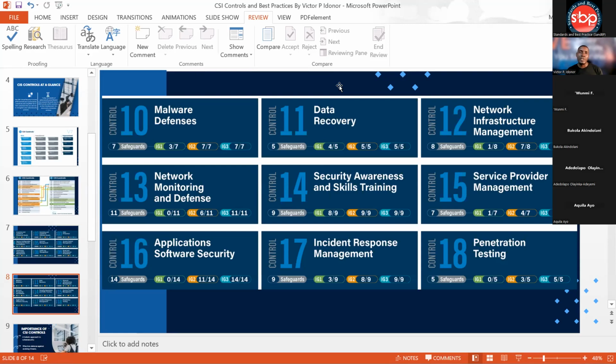We should have an incident response plan in place, a management plan to ensure the speedy, timely management of any incident that might occur. And of course, penetration testing.